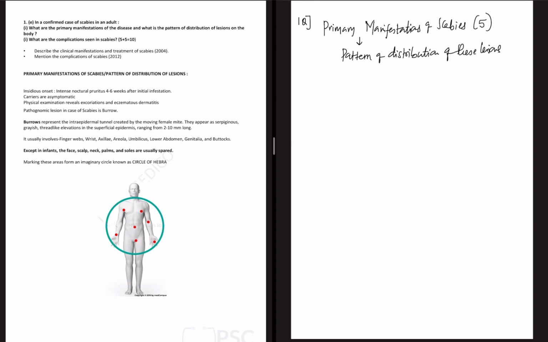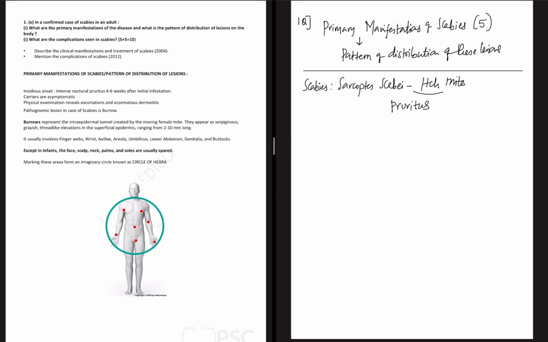Now what I am trying to cover is, what are the primary manifestations of scabies? Start with a little introduction. Scabies is an infectious disease caused by Sarcoptes scabiei, which is an itch mite. That means the primary manifestation of the disease is itching. So mainly the patient will complain of itch or pruritus.